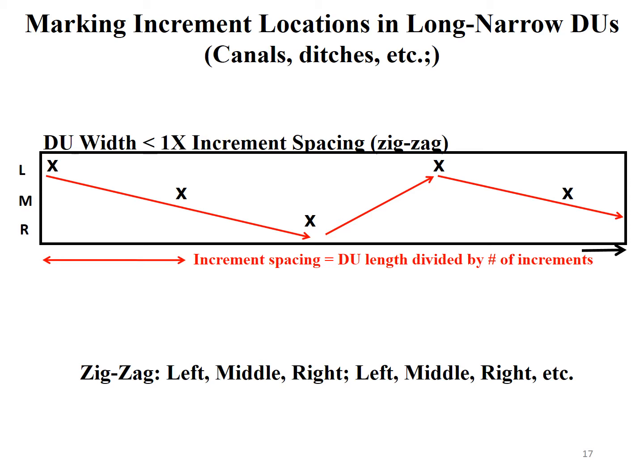For very narrow DUs, such as along canals or drainage ditches, an alternate zigzag spacing approach may be needed as illustrated. In the field, we may locate these points by stretching a long measuring tape down the middle of the ditch with highly visible clips attached at the increment spacing distance, then use that as a guide when zigzagging down the DU.